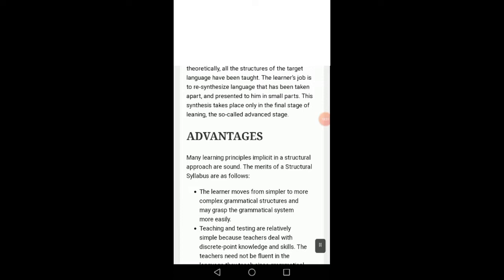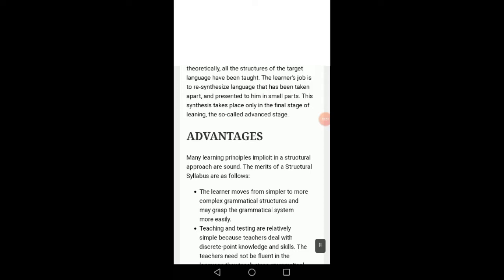Discrete means separate, different, differentiated, meaning at one time you are focused only on present continuous tense. Okay, and you teach it, the next day you go to class, so you can ask your student what I have taught you yesterday, so please give me your own response. Okay, so teaching is simple and testing is simple.